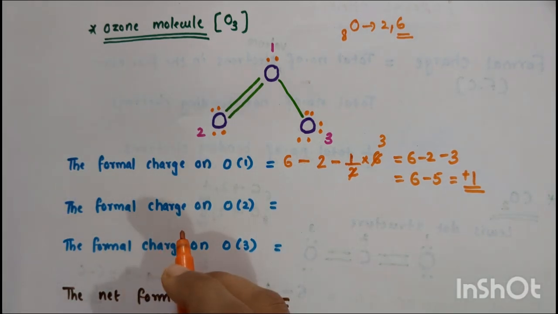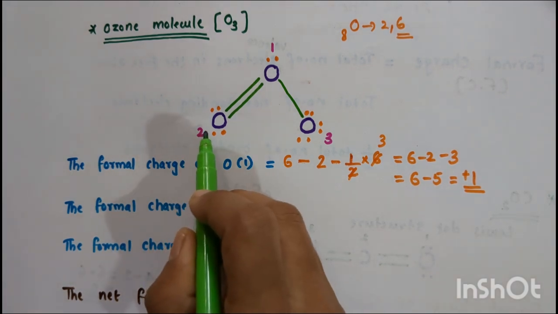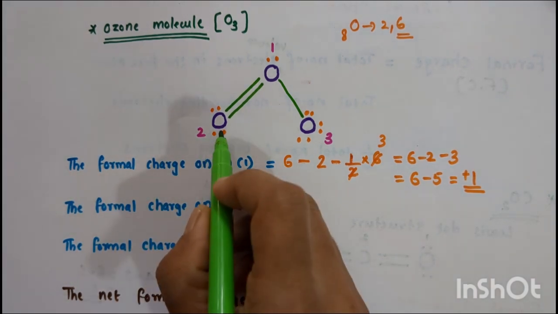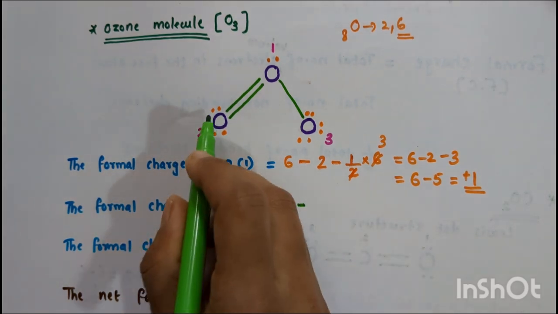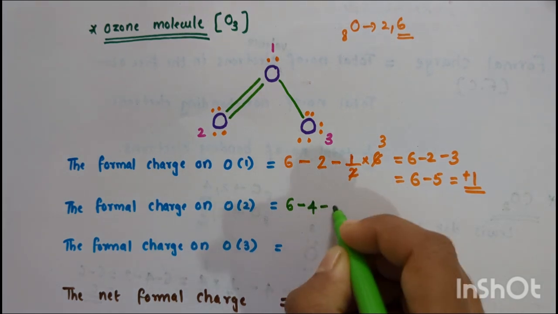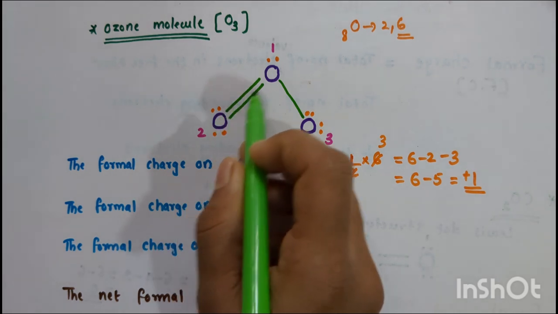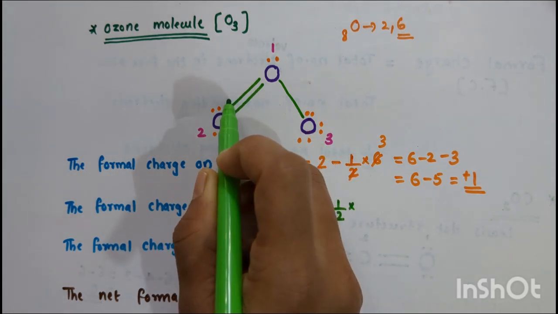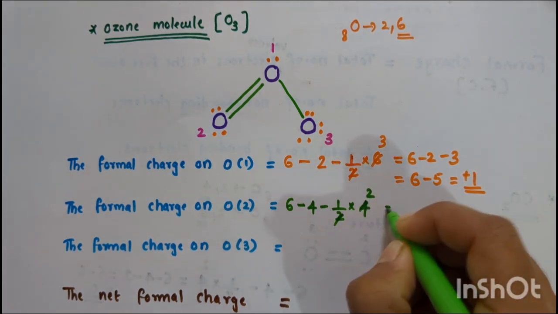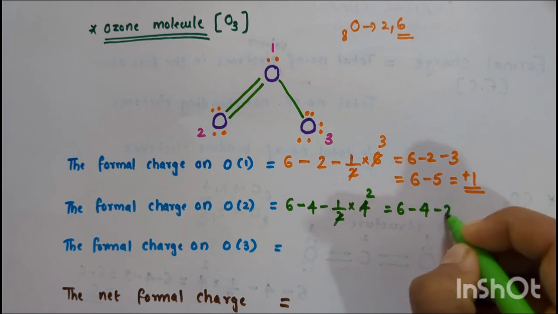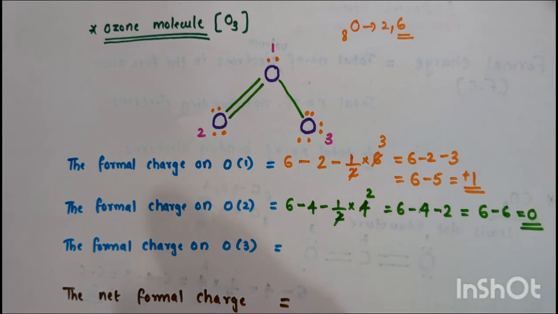Similarly, the formal charge on this oxygen atom numbered as 2 will be equal to the total number of valence electrons in the free oxygen atom, which is 6, minus the total number of non-bonding electrons, 4, minus half of the total number of bonding electrons. Connected to this oxygen atom there is a double bond here. A single bond corresponds to 2 electrons, so a double bond is 2 into 2, 4. Half of 4 is 2. So this is 6 minus 4 minus 2. Minus 4 minus 2 is minus 6, and 6 minus 6 is 0.